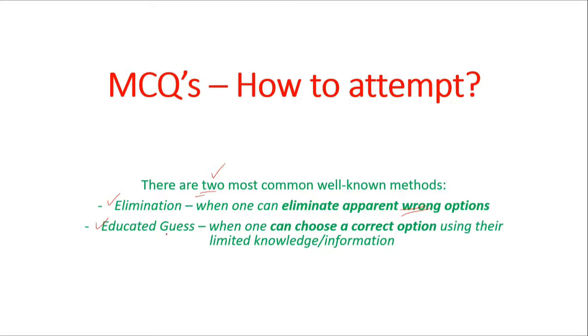Then we have something called educated guess, where you can choose a correct option by using your limited information or knowledge on a topic. For example, if you have limited knowledge or limited information on a certain topic, you can use that to choose a correct option. That's called educated guess. And for each of them, we are going to look at an example as well.